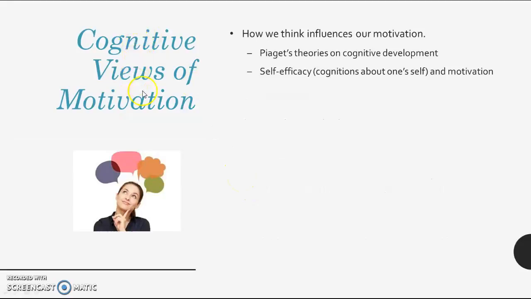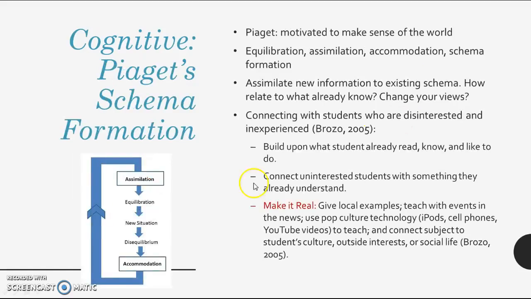All right, so let's look at the cognitive view of motivation. The cognitive view looks at how we think, and how we think influences our motivation. Two different cognitive views of motivation are Piaget's theory of cognitive development, and another cognitive approach, self-efficacy, which looks at how our cognitions about ourselves affect motivation. So let's look at those.